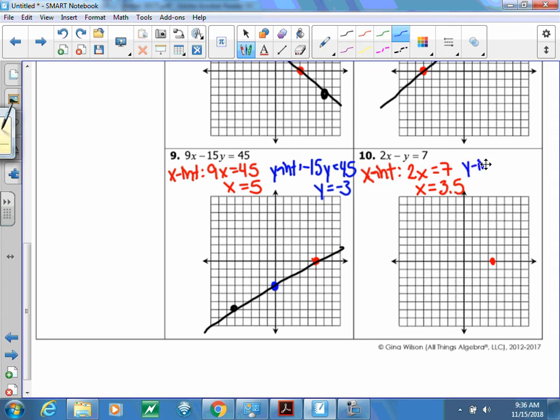Y-intercept, we have 0 and 4x. So 2 times 0, 0. I'm left with negative y is equal to 7. Divide by negative 1, and y is equal to negative 7. 1, 2, 3, 4, 5, 6, 7. And all I need is those 2 points to be able to draw a line.